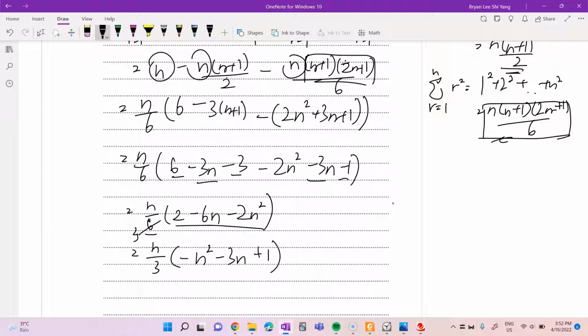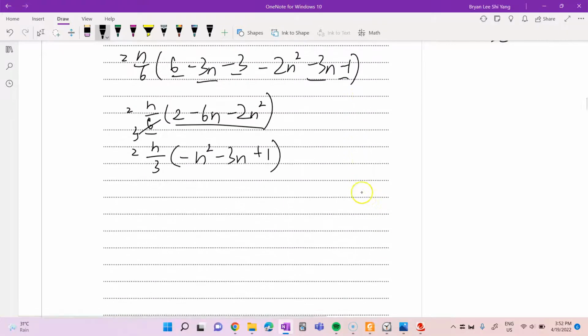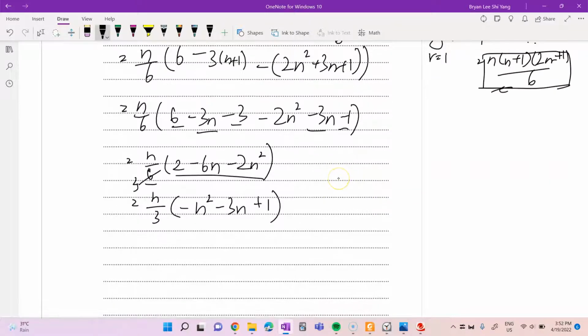Sorry, it's a bit raining here. I kind of got splashed by water. But anyways, I think this is how we should do it. I think I need to check again.